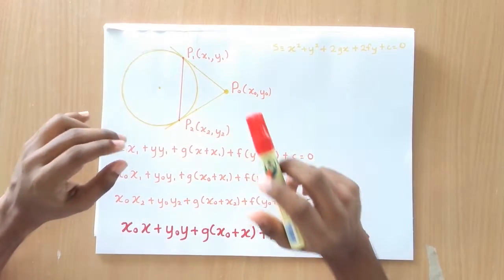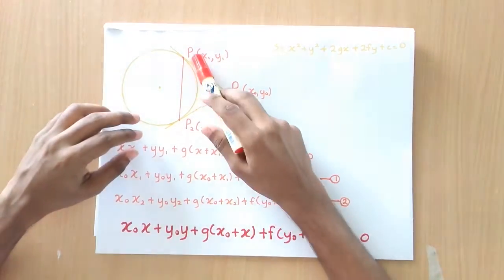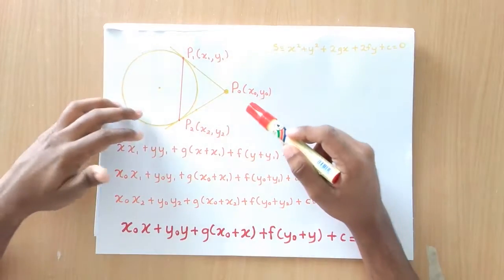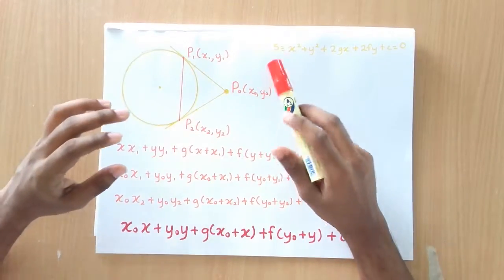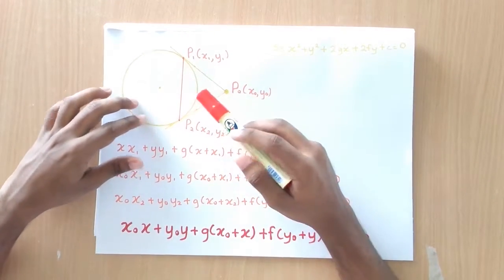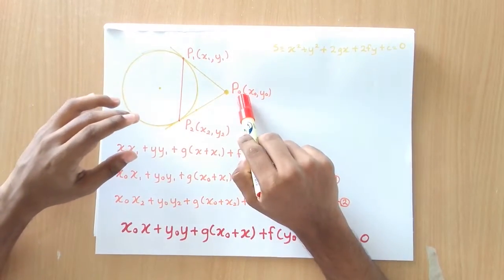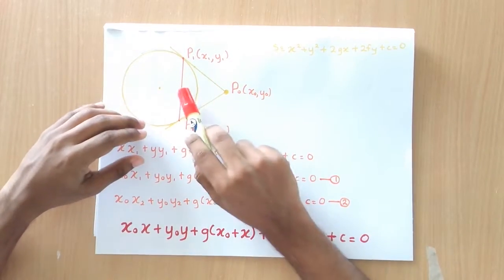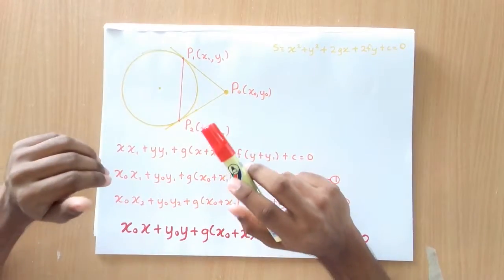Since we know the coordinates of two points of this chord, we know how to find its equation. However, today we are going to represent the equation of this chord using the point P0, even though it has no direct relationship with this chord.